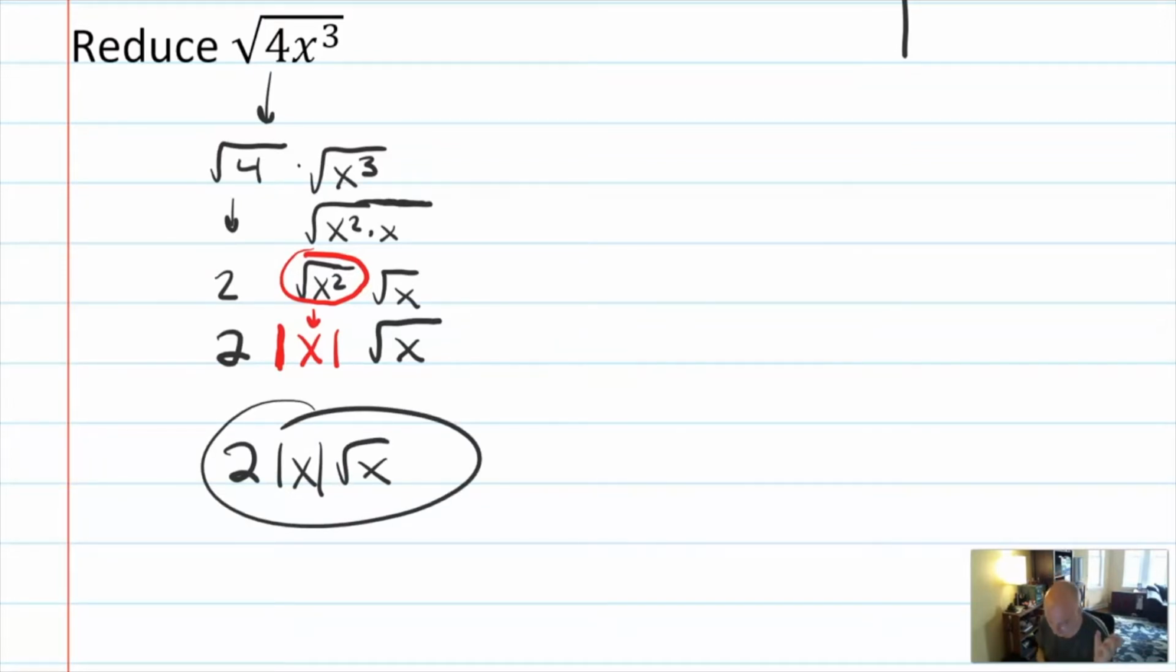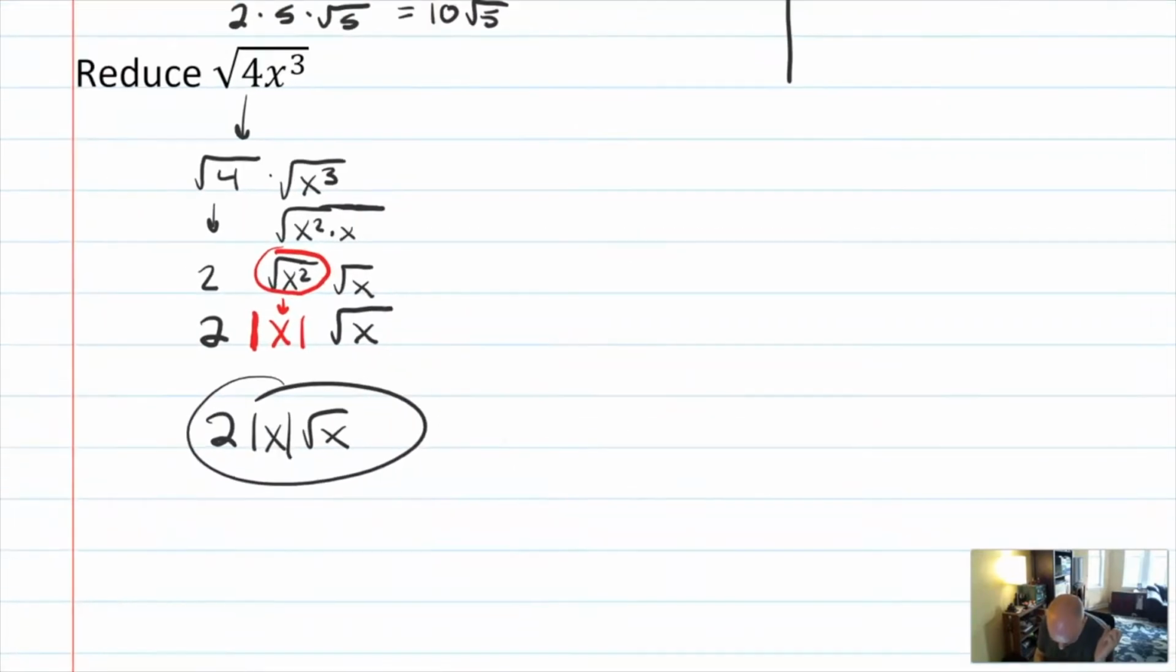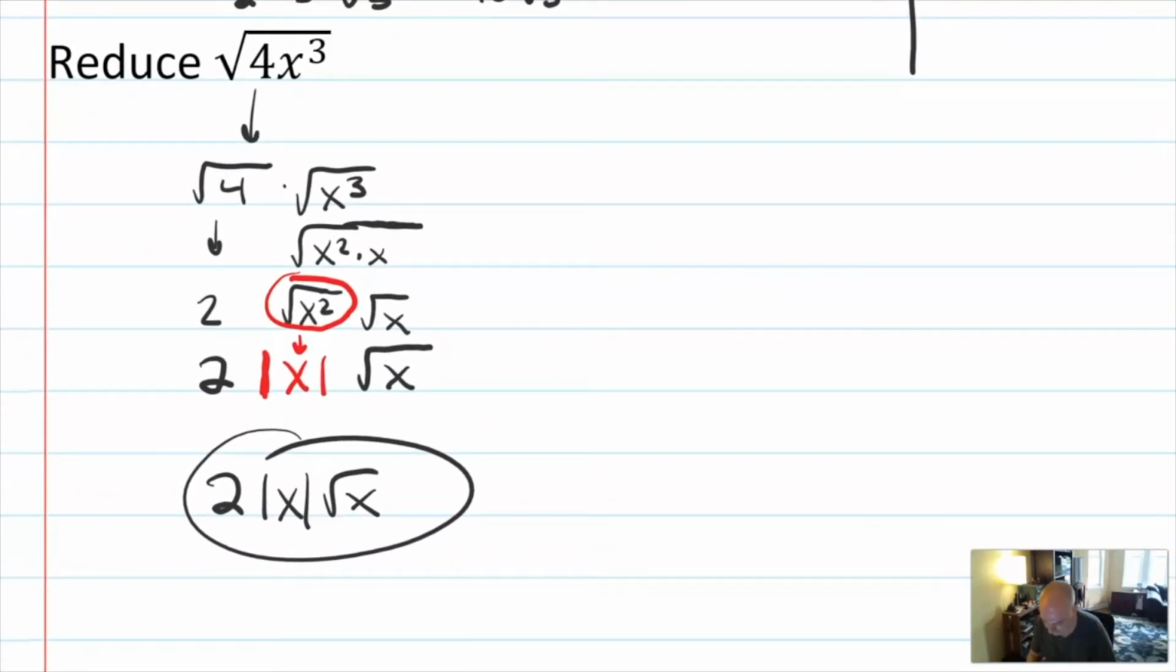And that's something to really watch out for. Whenever you're doing a square root of an x squared, you're always going to have that absolute value.